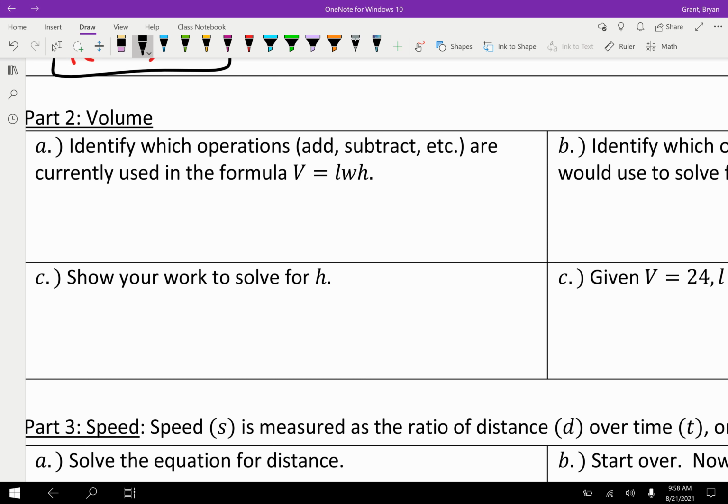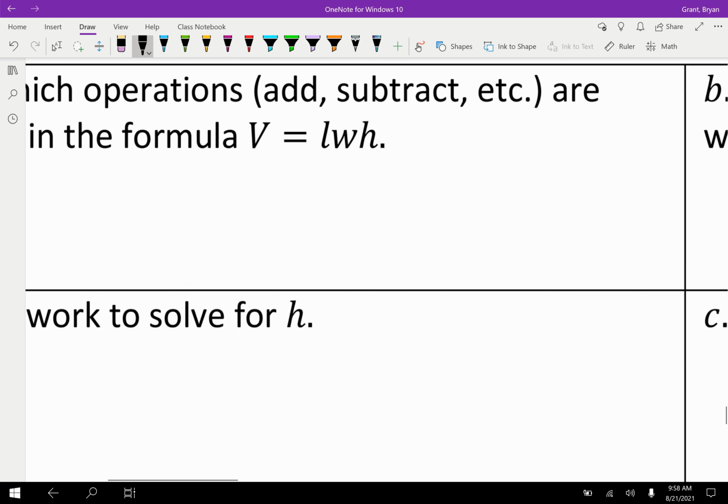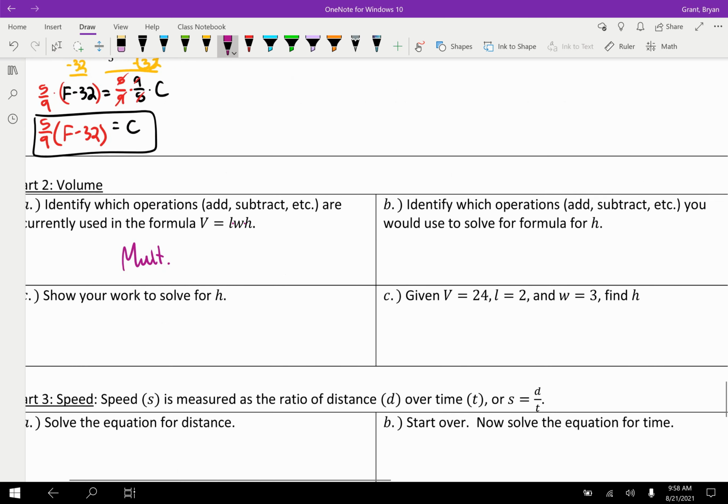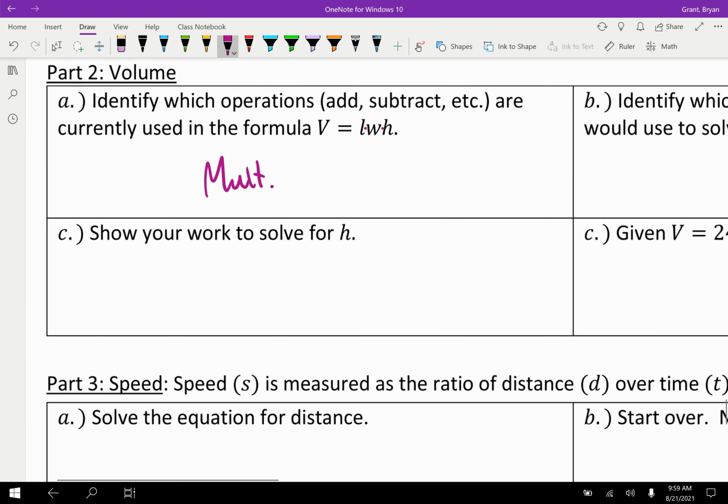Well, the only thing I see in here, and I even said them out loud, is each of these are attached to each other by multiplication. The only operations here are multiplication. So multiplication. All right. Identify which operations you would use to solve the formula for H. Well, if there's only multiplication here, then I think the only operation I would have to use is division. That undoes multiplication. So let's go ahead and solve for H.